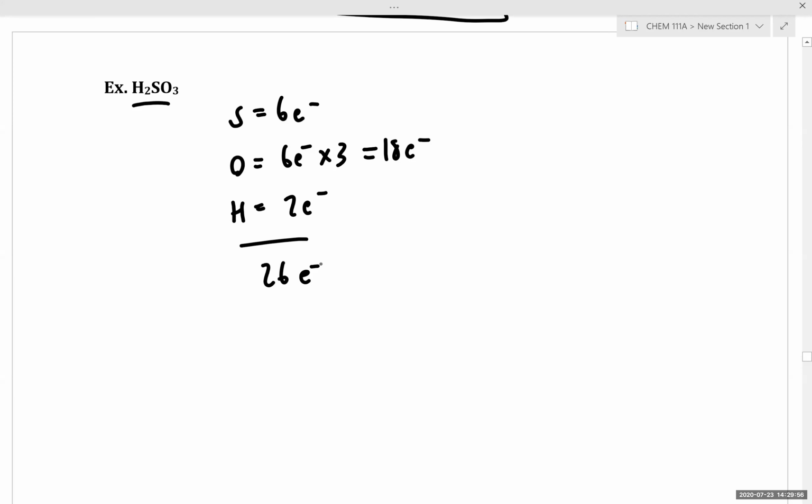What atom is our central atom? Sulfur, okay. We then surround it with our 3 oxygen atoms. And where do we place our hydrogens, on oxygen or sulfur?